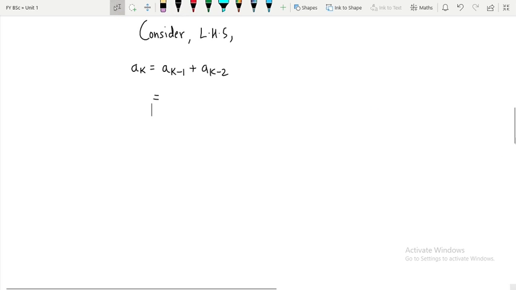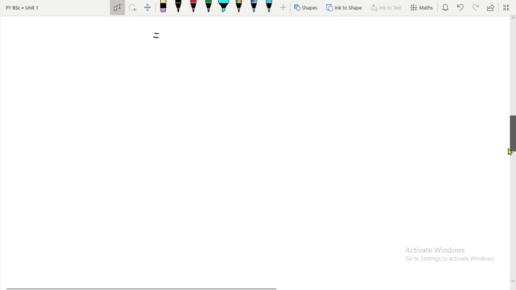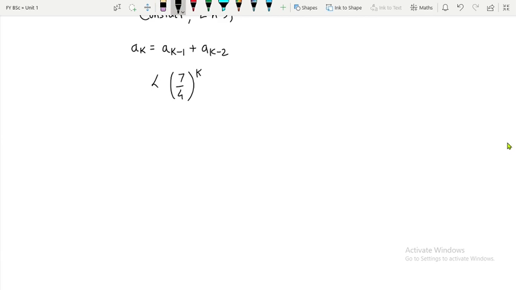According to the induction hypothesis, this a_(k-1) is strictly less than 7/4 raised to k minus 1, and a_(k-2) is strictly less than 7/4 raised to k minus 2. So over here I can say that this is strictly less than 7/4 raised to k minus 1 plus 7/4 raised to k minus 2, which is further equal to, now what I will do, I will take 7/4 raised to k minus 1 common.